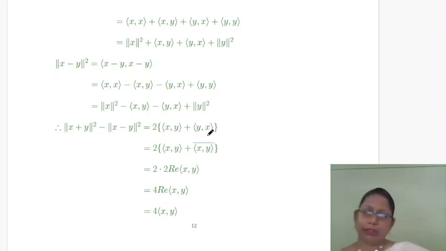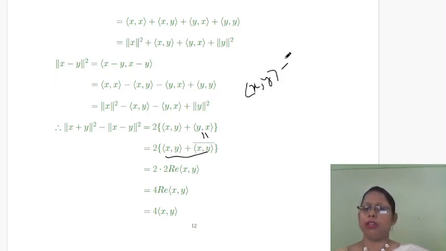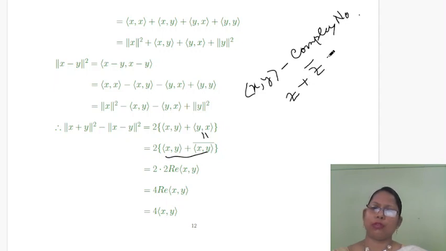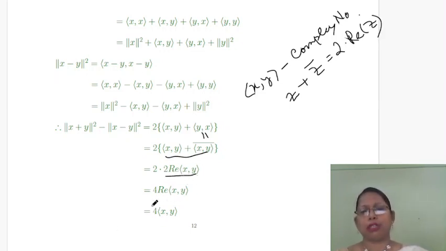From the second axiom in the definition of inner product space, we know that the inner product of y comma x is equal to the conjugate of the inner product of xy. The inner product is a complex number, and by the property of complex numbers, z plus z conjugate is always twice the real part of z. So using this property, I will get twice the real part of the inner product. This is equal to 4 times the real part of xy, as here my space is real.